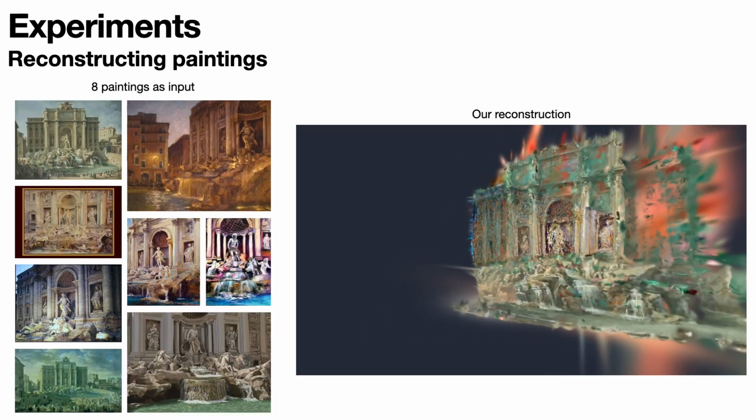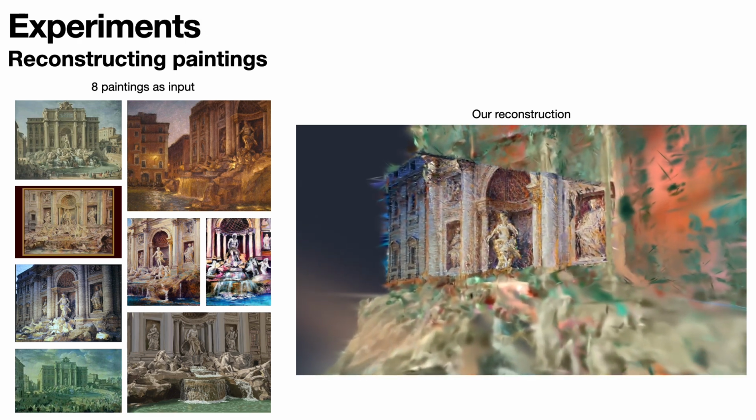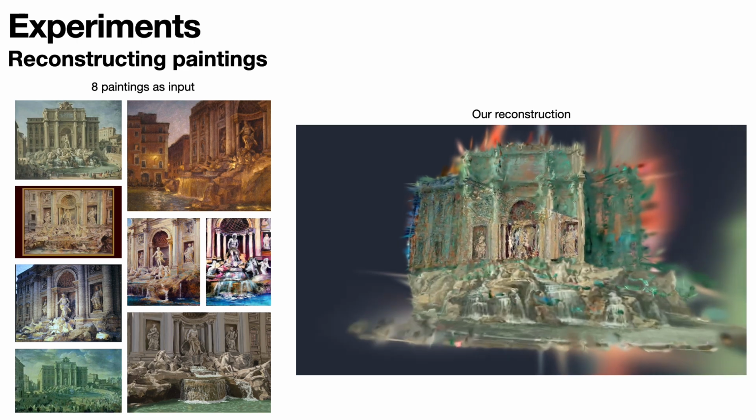We can also reconstruct paintings. Using the predicted depth of each image, we align and warp point clouds and perform Gaussian refinement. This result is from 8 paintings of the Trevi Fountain.